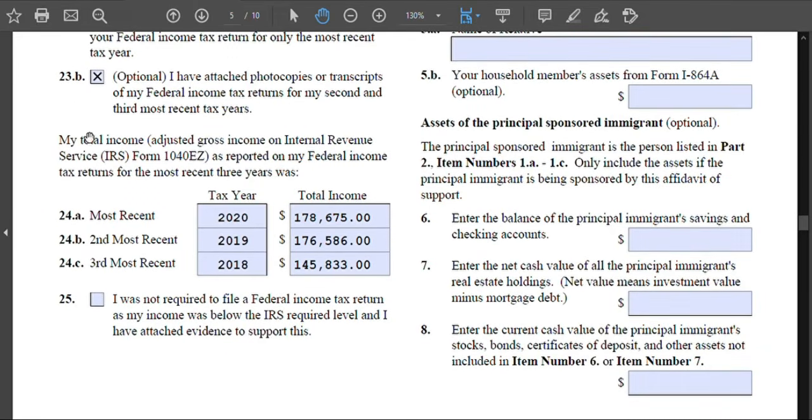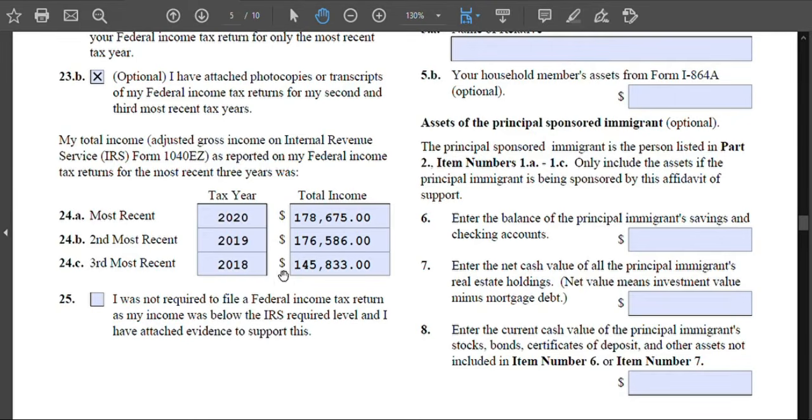Moving on. So right here, it is asking for the total income as reported on federal income tax returns. So in questions 24A through 24C, you will have to include the years of the most recent 3 tax years and then the income as listed on those tax returns. And it is asking for the total income. So when you're looking on your taxes in the total income line, you will have to see what the amount was listed and you will have to write it in the way that it is.